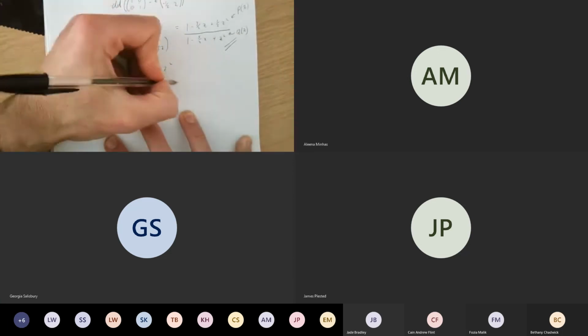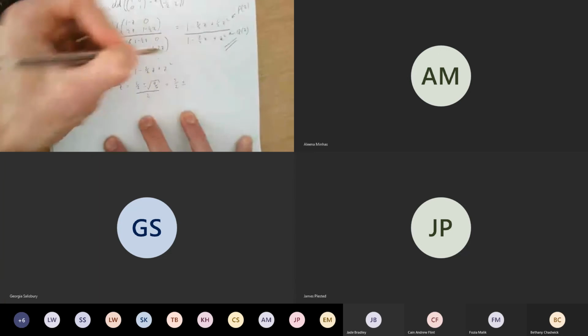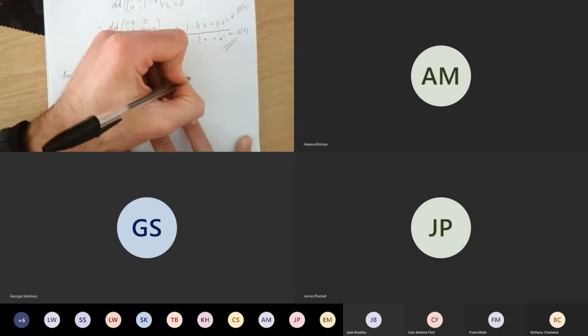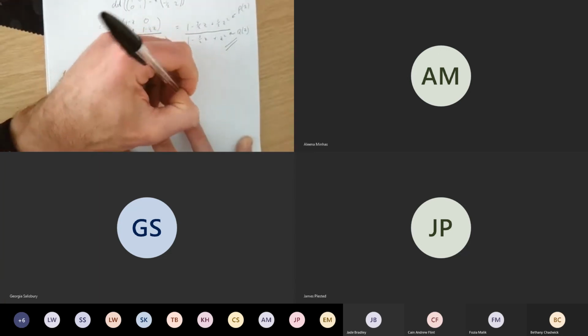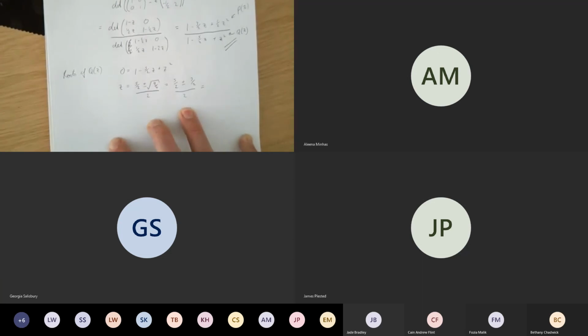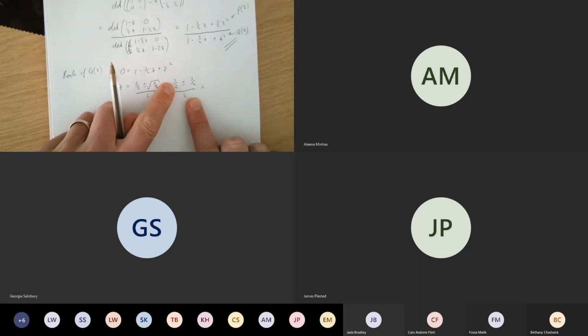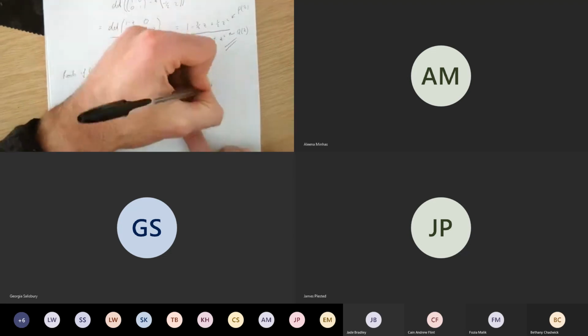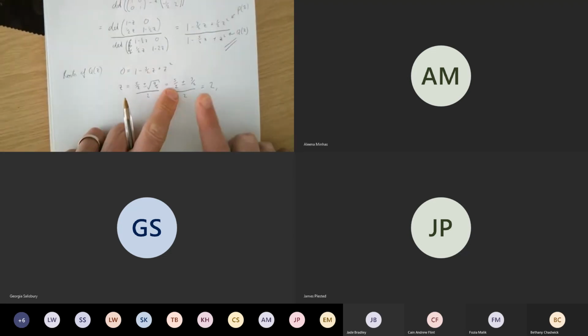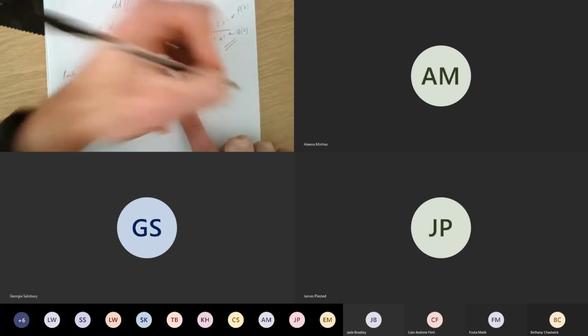9 over 4 comes out quite nicely because that's 3 over 2, all divided by 2. Okay, so we've got 2.5 plus 1.5 divided by 2. So that's 4 over 2, it's 2. And we've got 2.5 minus 1.5, which should be 1, divided by 2, which is 1/2.